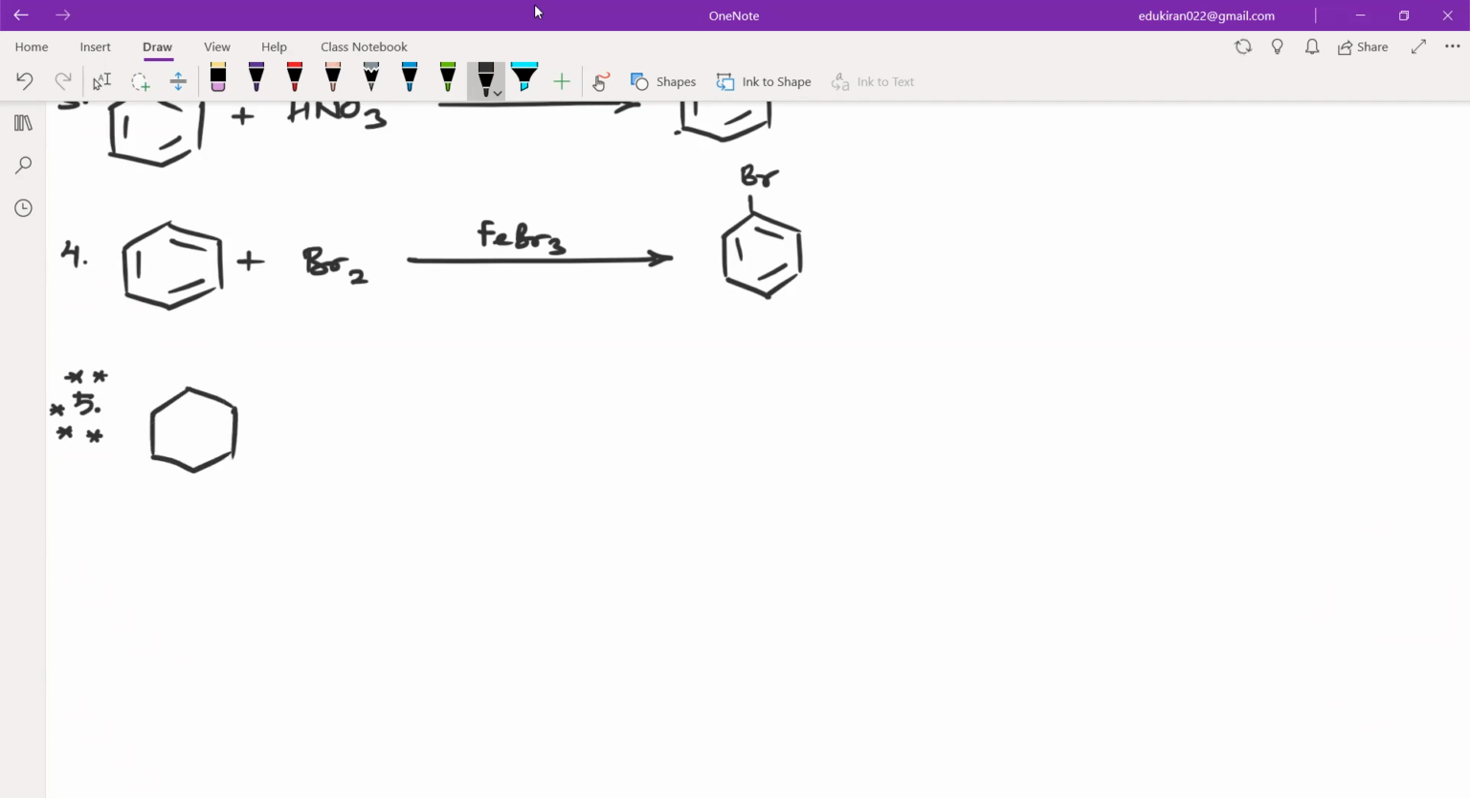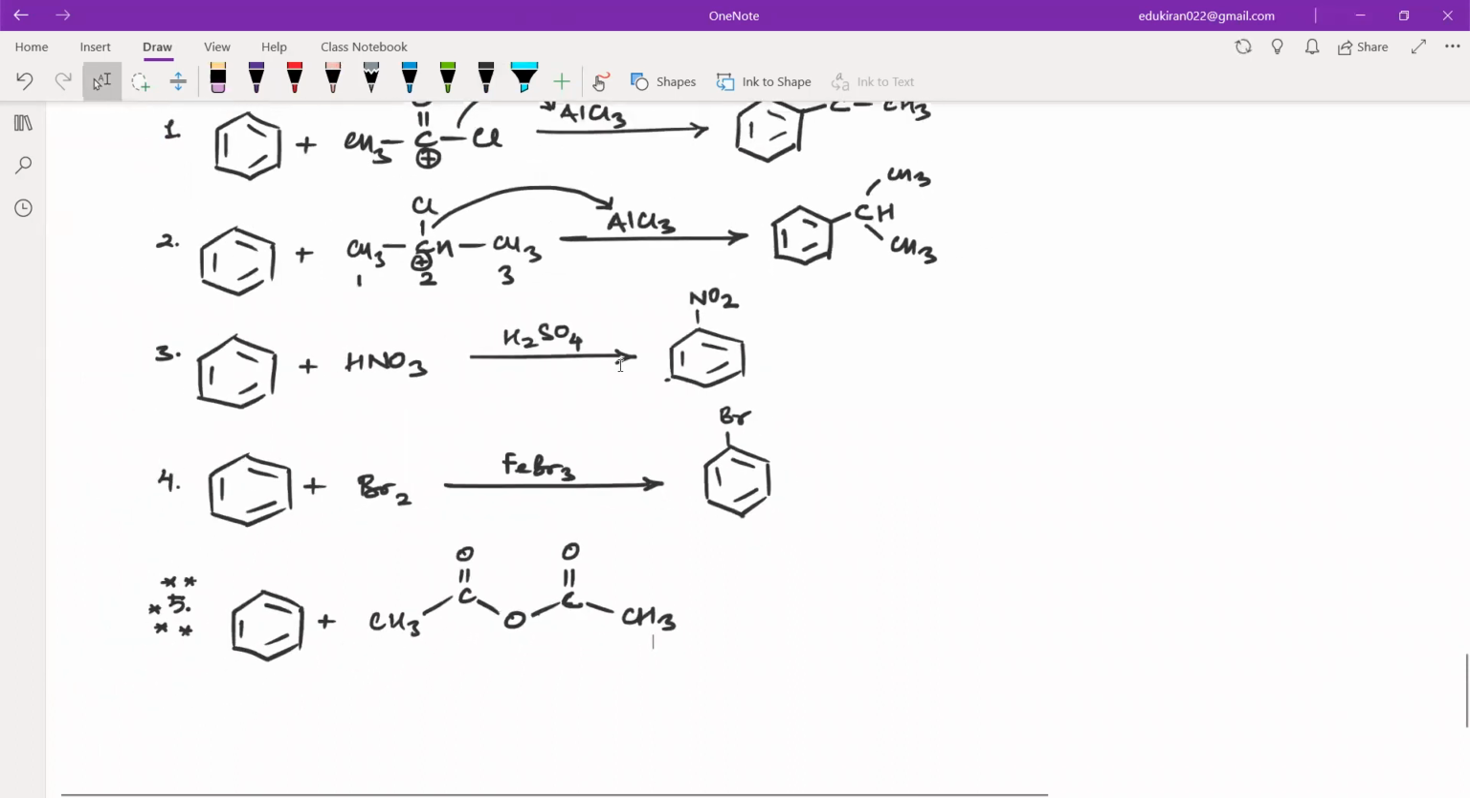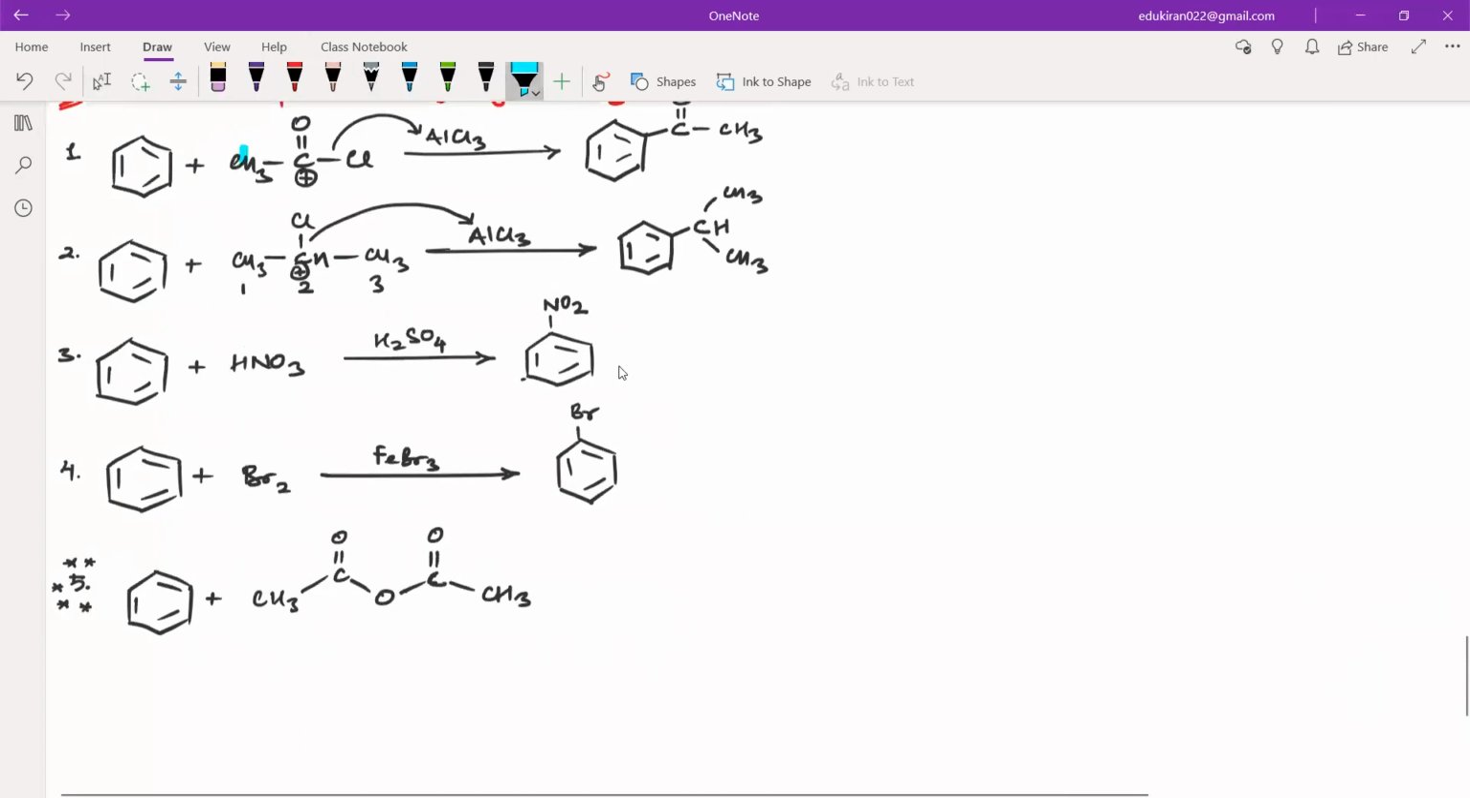Just in case they gave you benzene ring plus anhydride. Anhydride is CH3, C double bond O with oxygen, and then you have carbon, C double bond O, and CH3. Now you have to compare this and the acyl chloride. If you compare these two, you can see this is CH3COO, and this carbon atom is attached to an electronegative atom. Here also we have the same entity, CH3, C double bond O, and this carbon atom is attached to an electronegative atom. And then we are going to react this with again AlCl3 only.